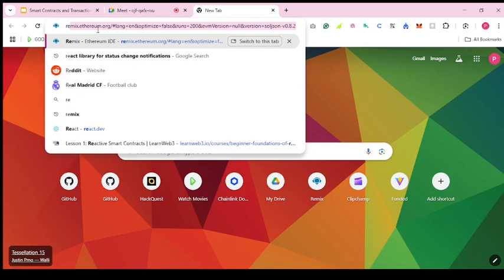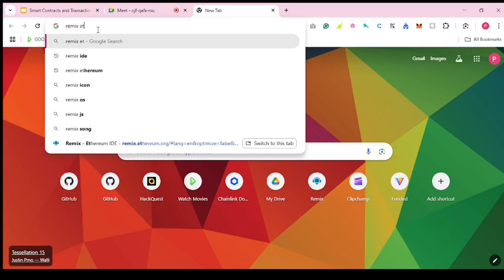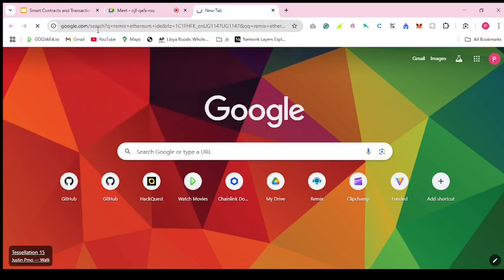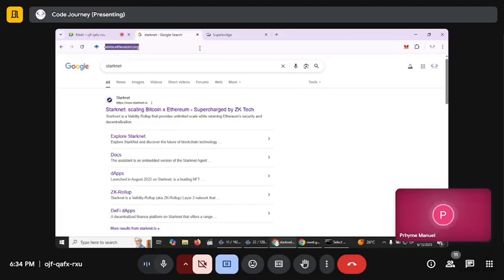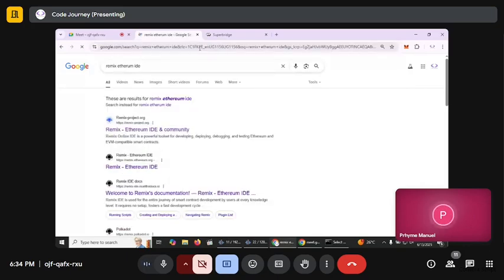Actually, I have it here already. So in your browser, if you're with me, you can type Remix Ethereum IDE. It should show among your search results. If anyone is programming with me, you could let me know so that we can move at the same pace. So here is the very first option. I think I should actually share it in the chat.